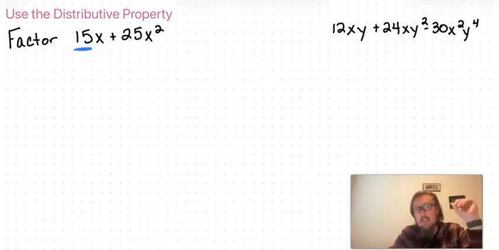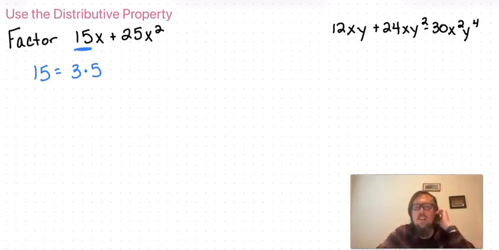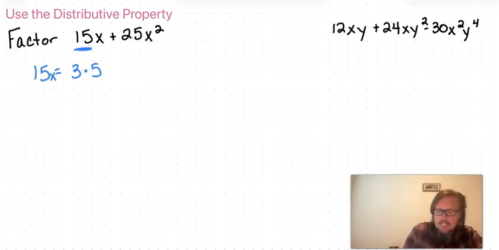Well, there's two kind of silly numbers we could use, and that's 1 and 15. 1 times 15 is 15. I say that's silly because we still have 15 in the factor. So the best factor of 15 is 3 and 5. So 3 times 5 is 15. So that's called factoring 15. Now this is not 15, this is 15x. So to get 15x, it's actually 3 times 5 times x. So 15x is 3 times 5 times x.